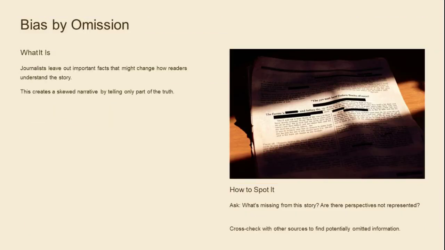Bias by omission happens when journalists leave out important facts, creating a skewed narrative. To spot it, ask what's missing from the story and cross-check with other sources for omitted information.